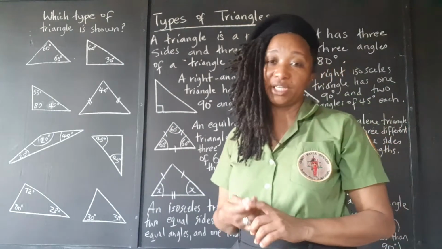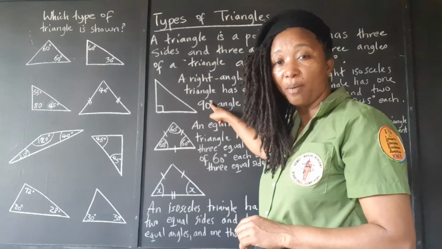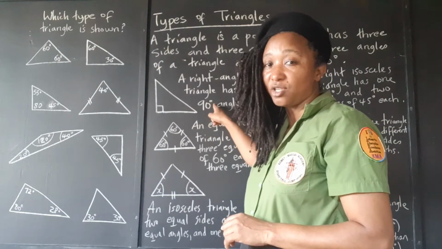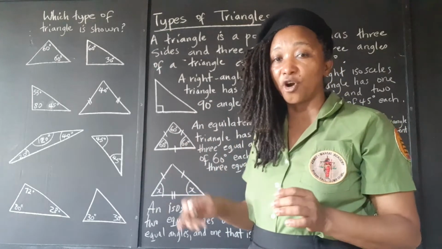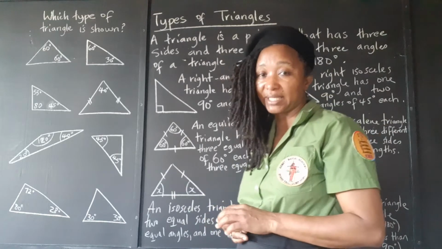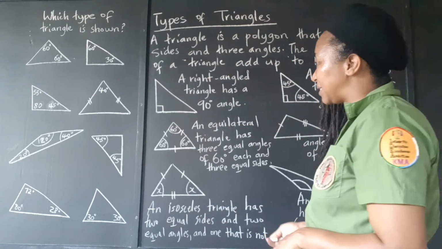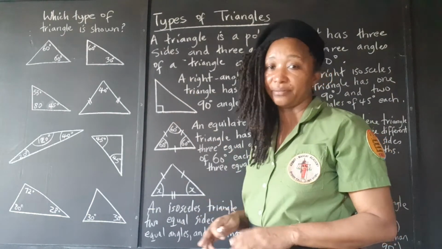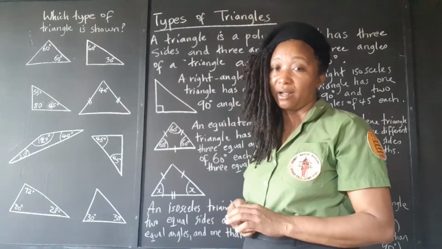Angles are measured in degrees, right? And this little circle at the top right of the number tells you this is the degree we're talking about, the measurement of the space that is formed between the 2 lines. That's an angle, it's measured in degrees. So let's look at the basic types of triangles. We have a right-angled triangle. The right-angled triangle has a 90-degree angle.